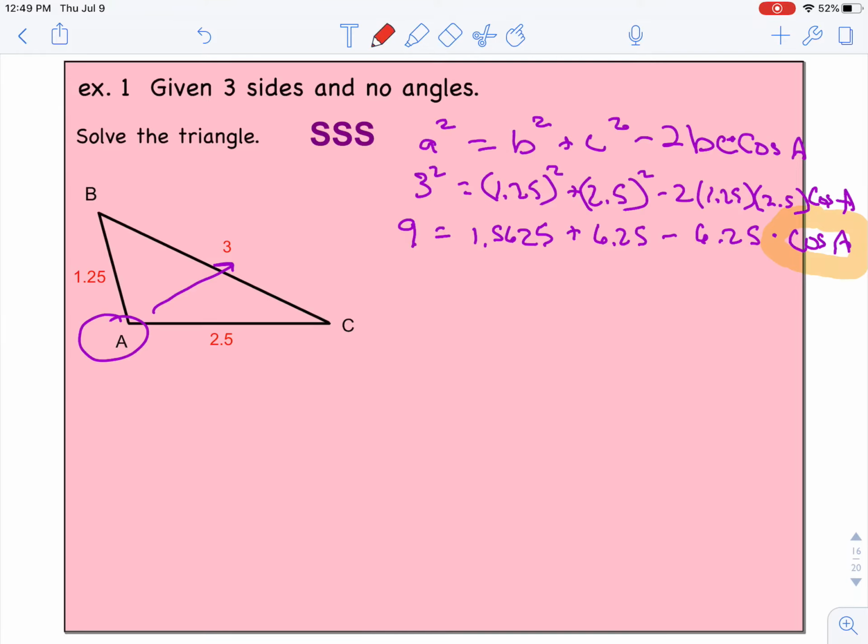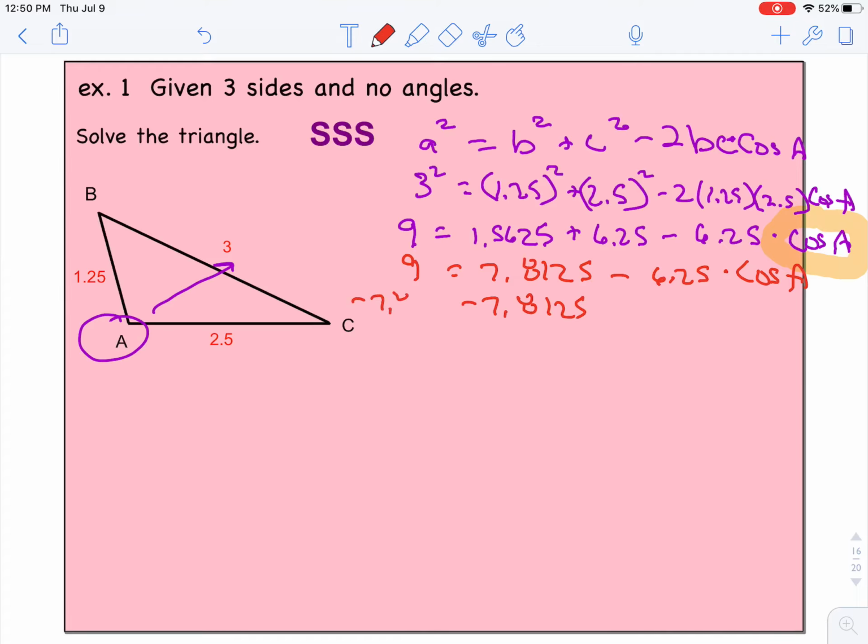That's a really common mistake that people do, that they get it wrong. So you got to follow your steps for algebra. And so, let's see if I can erase this. There you go. You have that cos. So the next thing you should do is take 1.5625 and add it with 6.25, and that gives you 7.8125 minus 6.25 times cosine of A, and that equals 9.